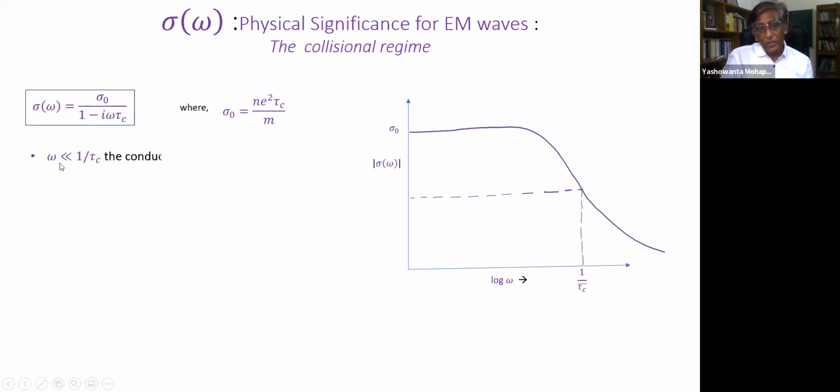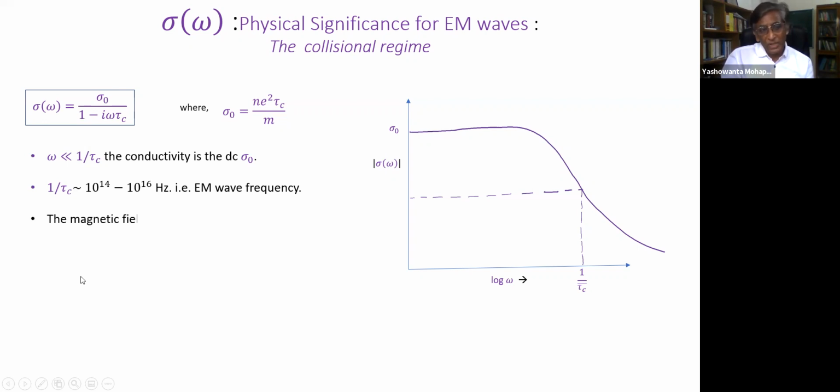Okay, so I'll summarize those comments. If omega is much less than 1 by τc, then the conductivity is the DC sigma naught. I've already said that. 1 by τc is of the order of 10 to the power 14 to 16 hertz, which is the electromagnetic wave frequency around the visible. 10 to the power 15 hertz is around visible.